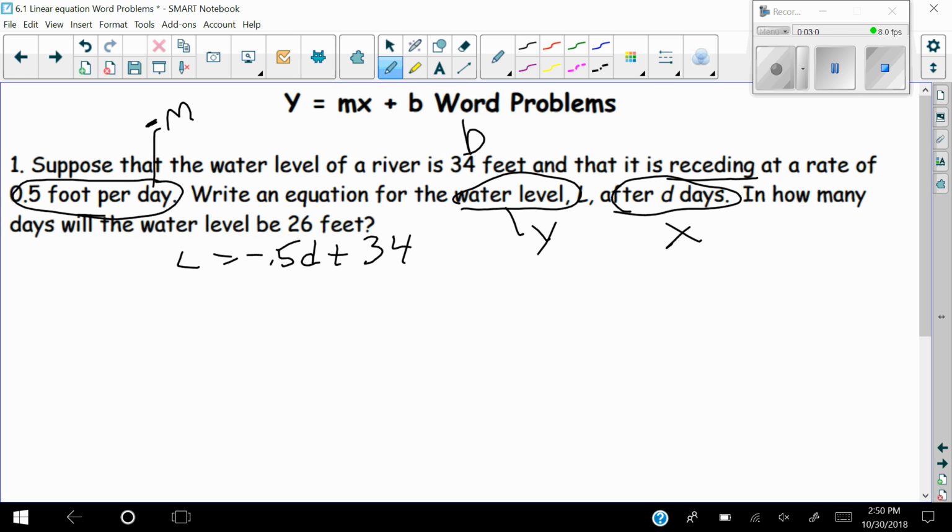All right, now if I've got the equation written, now I just got to solve whatever question it's asking. Where it says, in how many days will the water level be 26 feet? So it's asking the question, if the water level was 26 feet, how many days would that take? So the thing that's known is the water level. The thing that's not known is the days. So I'm going to plug in that 26 into my equation, and then solve from there.